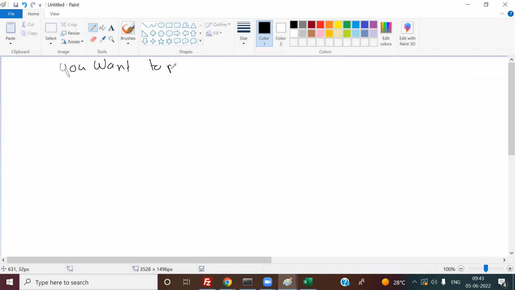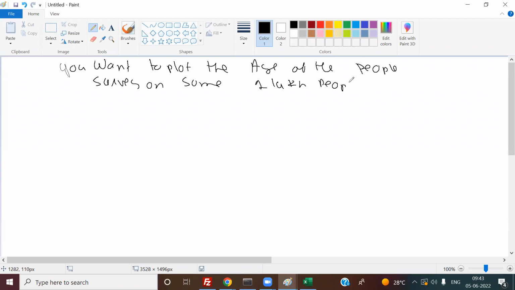Let's say you want to plot the age of the people, and you have done a survey. Let's say you have done the survey on some 1 lakh people and you want to plot the age of those people. Now let's say the age of the people would be from 0 to, let's say, 100 years. It can be more than 100 years also, but let's put a limit.